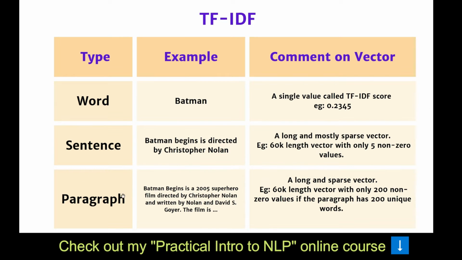Extending that to a paragraph, it is similar again. You have a very long vector of 60k length or so, and then you have, say, 200 non-zero values if the paragraph has 200 unique words. So at the end of the day, a word is just a single value, a sentence is a very long vector that is mostly sparse, and a paragraph is also a very long vector that is mostly sparse.